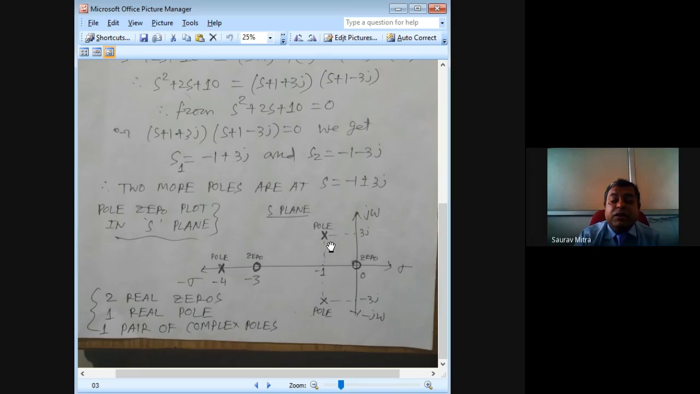Okay, and another pole, because complex poles always occur in conjugate form. So if there is a pole at minus 1 plus j3, automatically there will be another pole at minus 1 minus j3. So this is minus 1 minus j3.